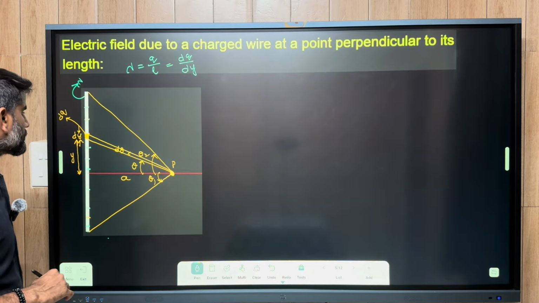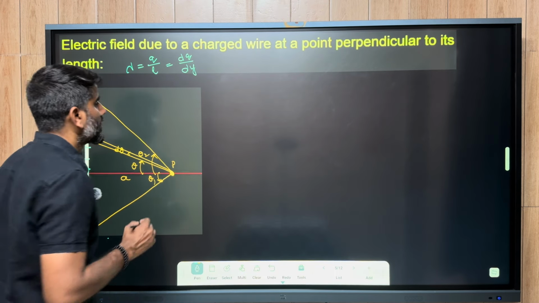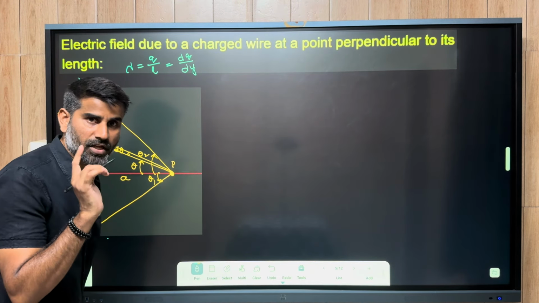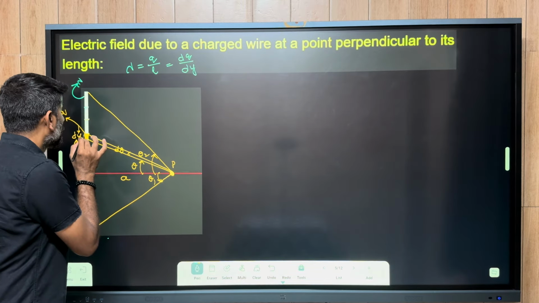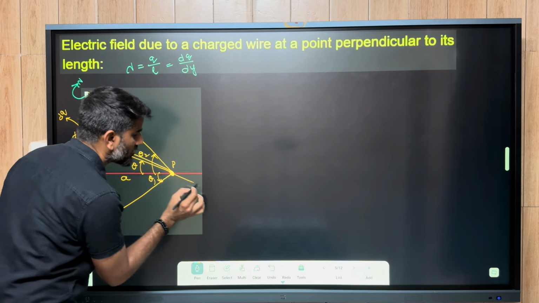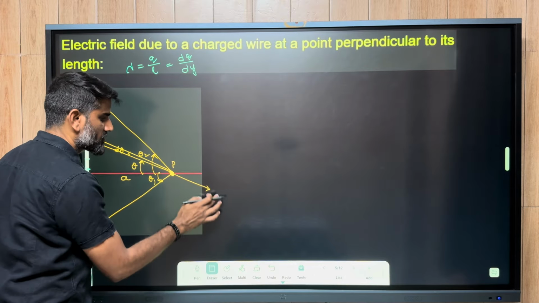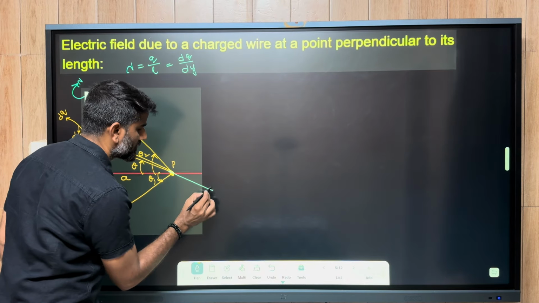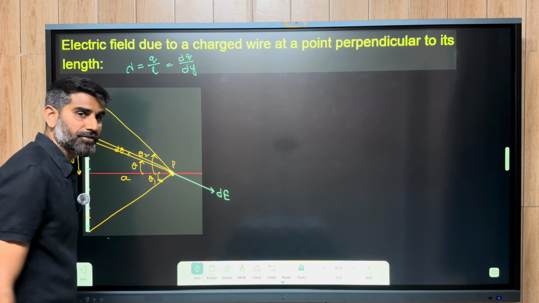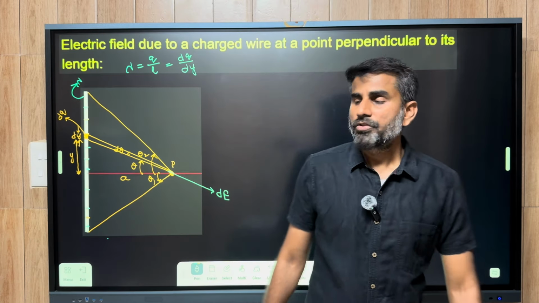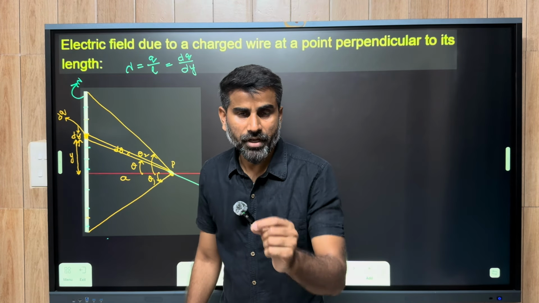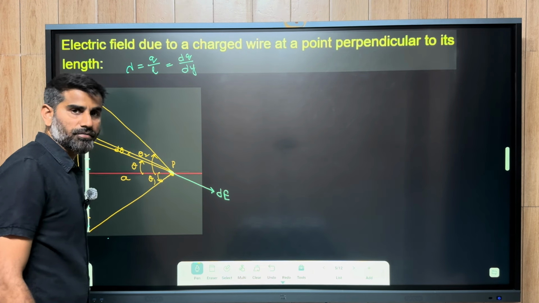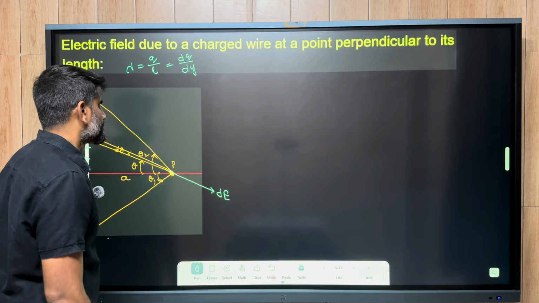Now, let's go with the equation part again. This small element can be considered as a point charge. Due to this point charge, the electric field at this location will be dE, a small electric field. This dq is very small, which gives a small amount of electric field at the point of interest, pointing away from the rod, as the rod is positively charged.